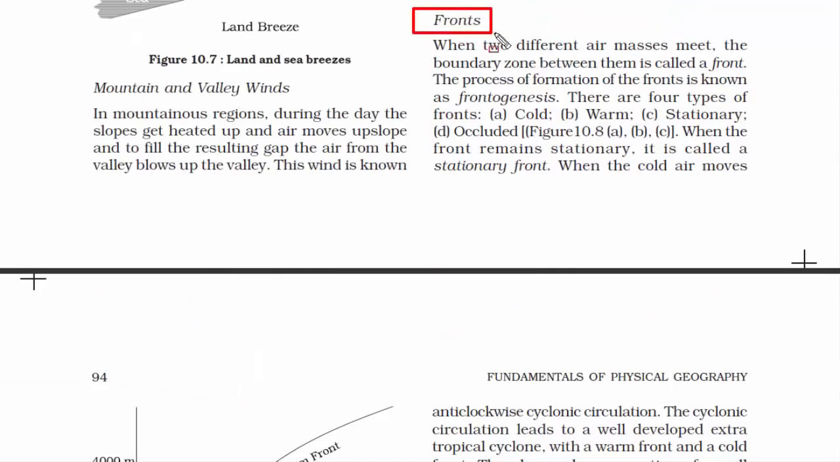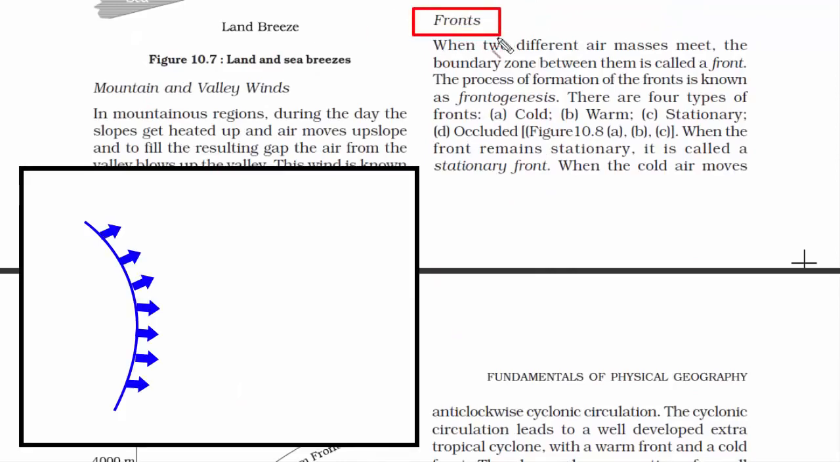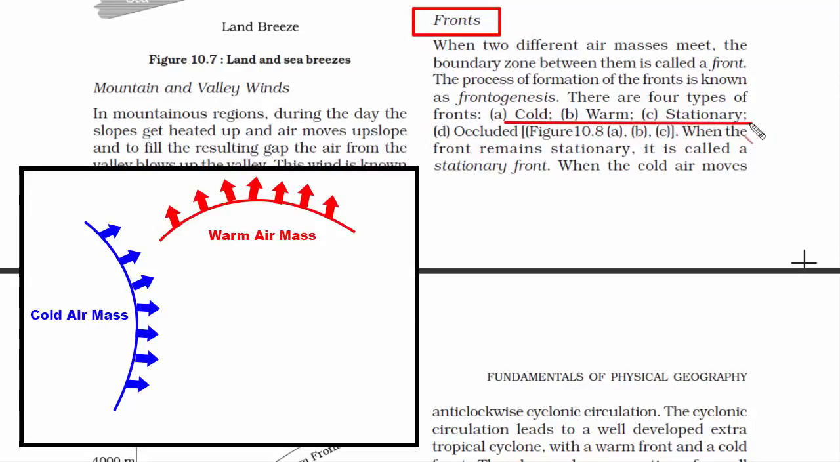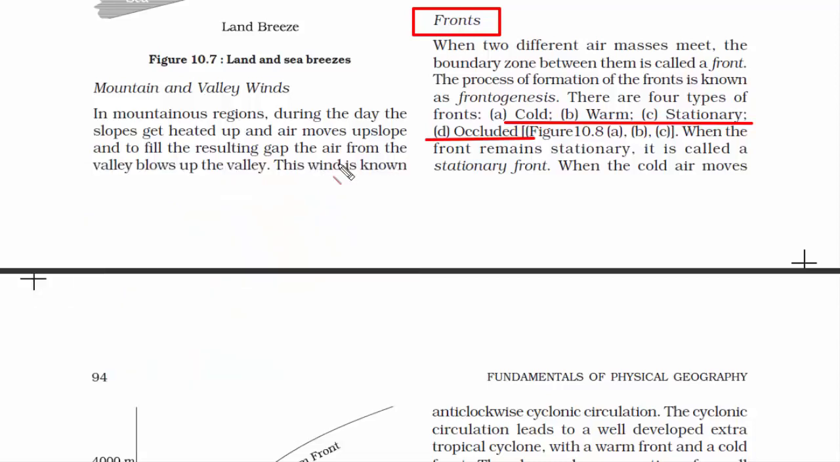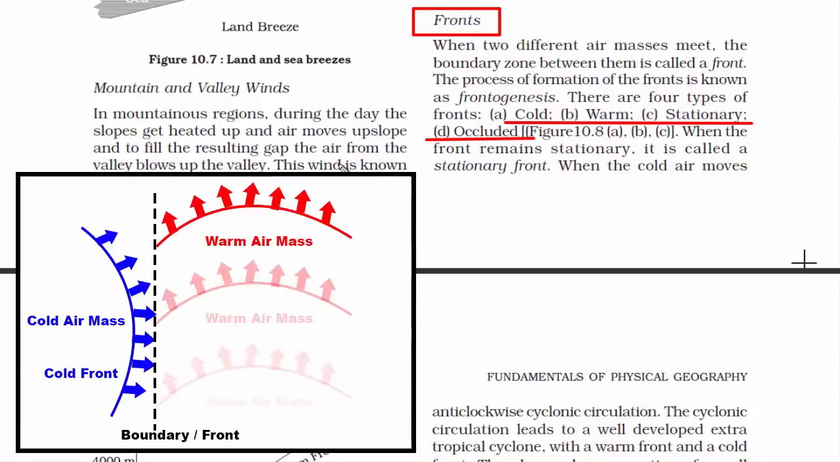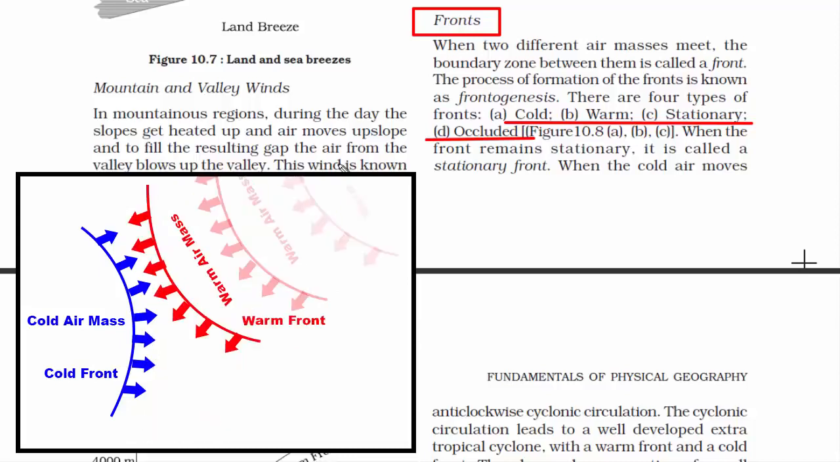Now let's read about fronts. When 2 different air masses meet, there's a boundary between them. It is called a front. In other words, it's a transition zone between cold and warm air masses. Let's say a cold region develops cold air mass and it moves towards a warmer region with warm air mass. And let's say it replaces it, then it is known as a cold front. Likewise, if a warm air replaces cold air, then it is known as a warm front.